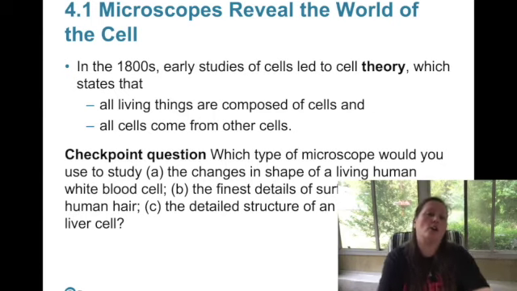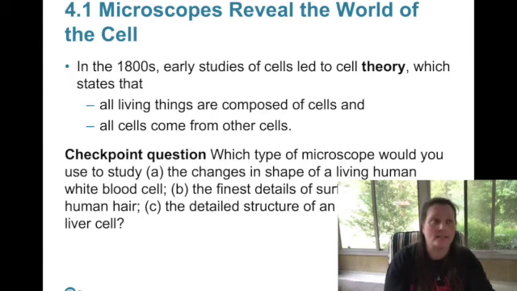Okay, so in the 1800s, early studies of cells led to what's now known as the cell theory. This states that all living things are composed of cells and that all cells come from other cells. That means they don't just spontaneously appear. They had to come from somewhere.